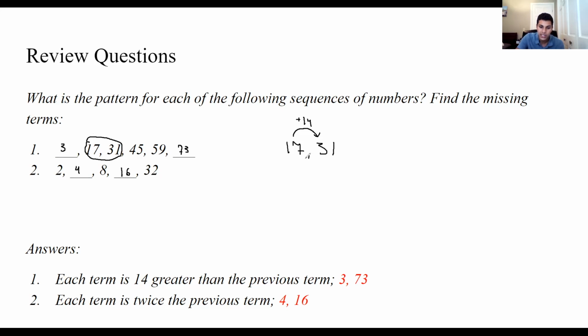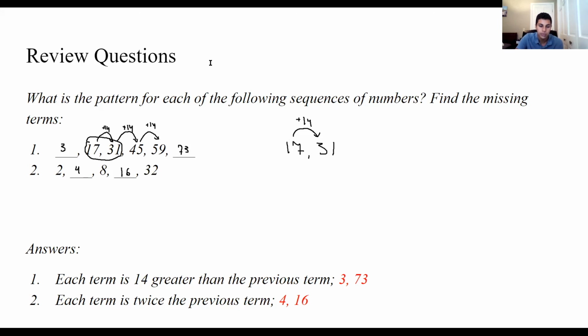So we can add 14 to get from 17 to 31. And we can also multiply by something. But let's test adding 14 first. So we can add 14 here. And then 31 plus 14 is going to equal 45. And then if we add 14 again, we get 59. So that means that adding 14 is the pattern here.